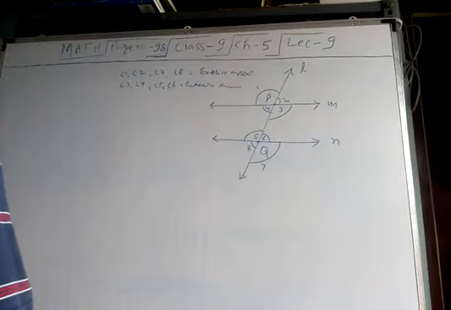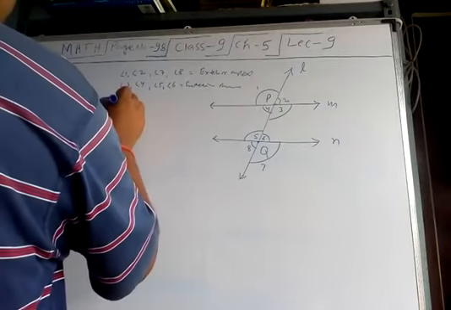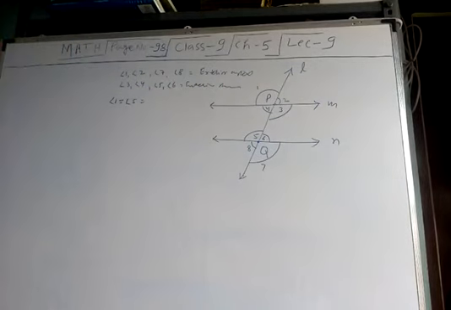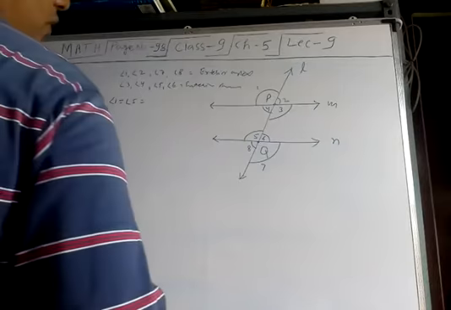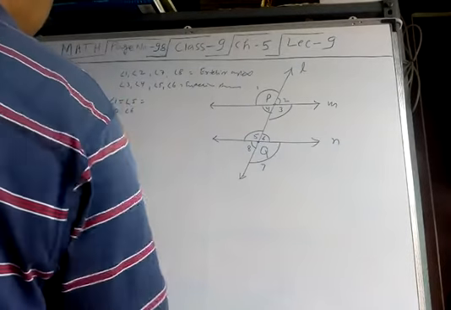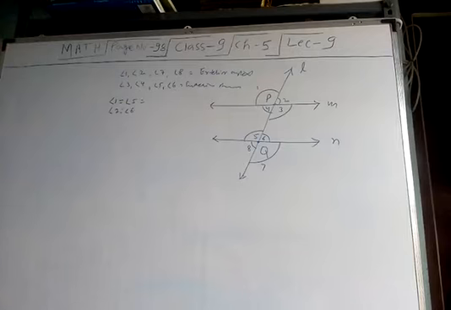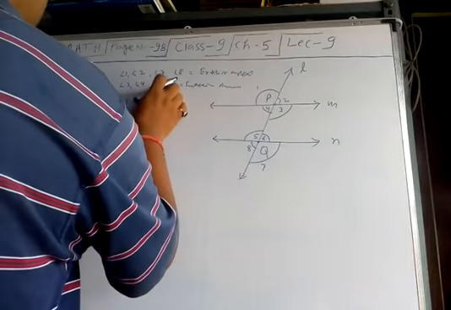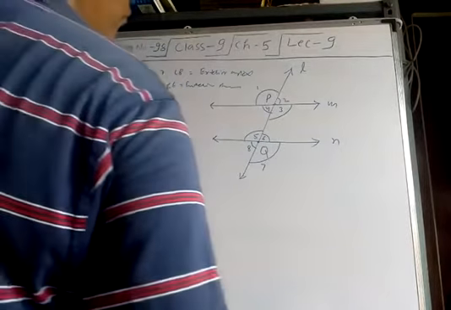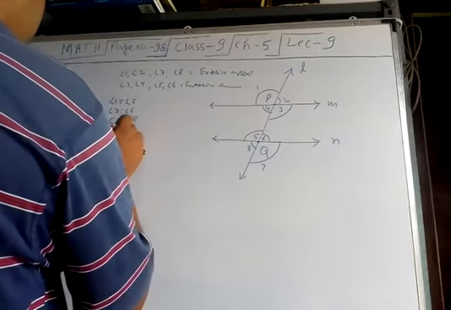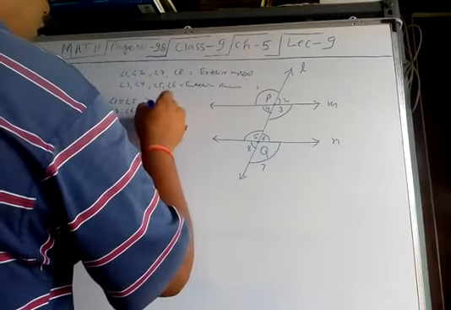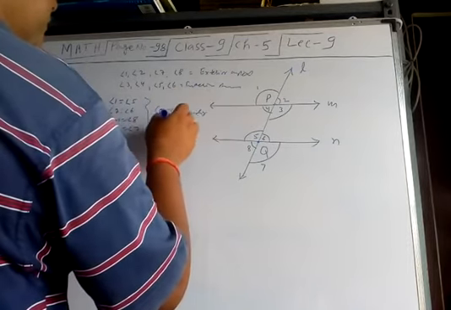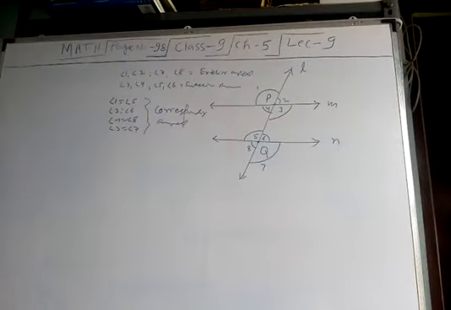Now angle 1 and angle 5. Angle 1 is equal to angle 5. And again one more pair is there: angle 2 and angle 6. Again the pair will be 4 and 8. Angle 4 is equal to angle 8. And angle 3 is equal to angle 7. These angles are known as corresponding angles. Then alternate angles are also there.